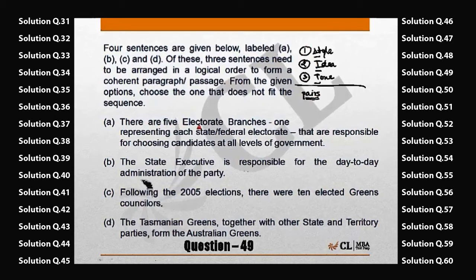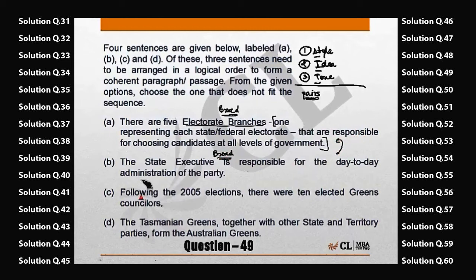Let's read. A: There are five electorate branches, one representing each state federal electorate, that are responsible for choosing candidates at all levels of government. A very broad statement which talks about the electorate branches and explains what it is. B: The state executive is responsible for the day-to-day administration of the party. A broad statement. The style, idea and tone seem to be connected.